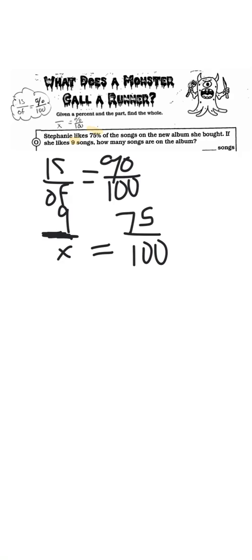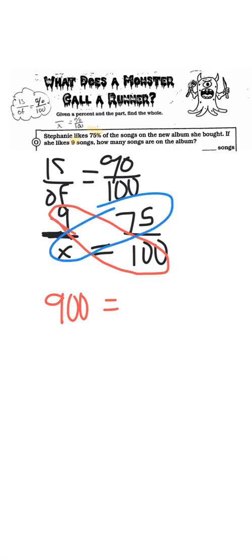So now what we're going to do is we're going to cross multiply these things, right? So we're going to do this. 9 times 100, and that's just 900, equals, and the next one we're going to multiply, I'll do it in blue, is X and 75, which is the same as saying 75X, right? And now the whole goal of this is to get X by itself. So I need to divide by the number next to X. So what number is next to X? Well, it's 75, right?